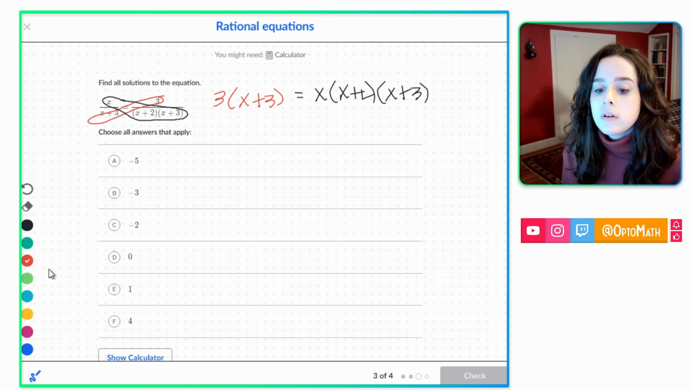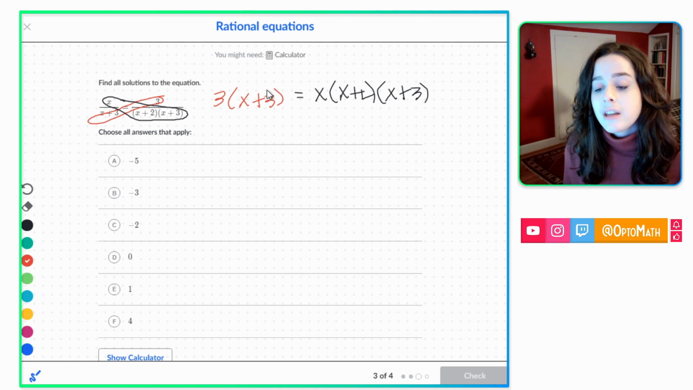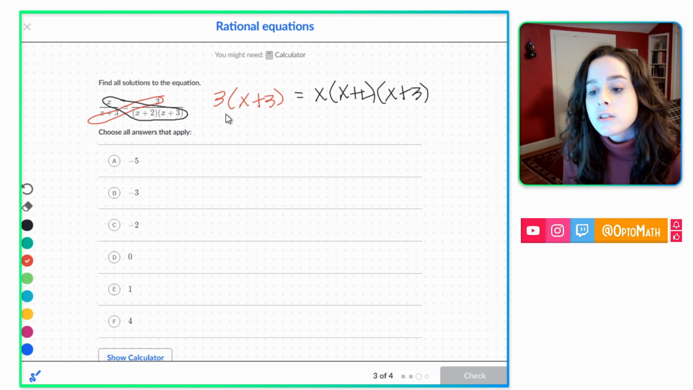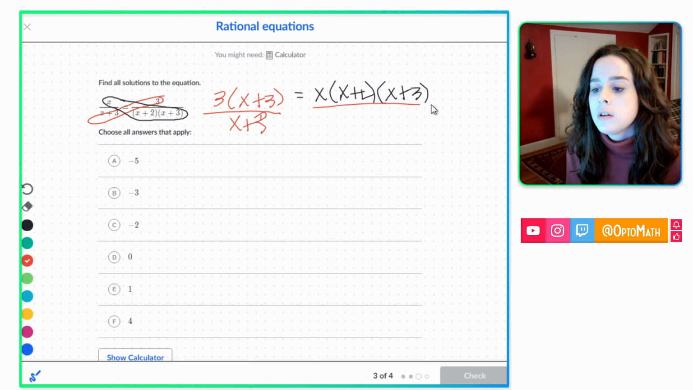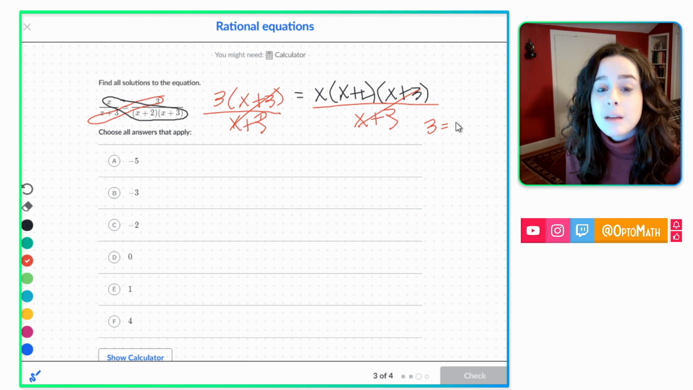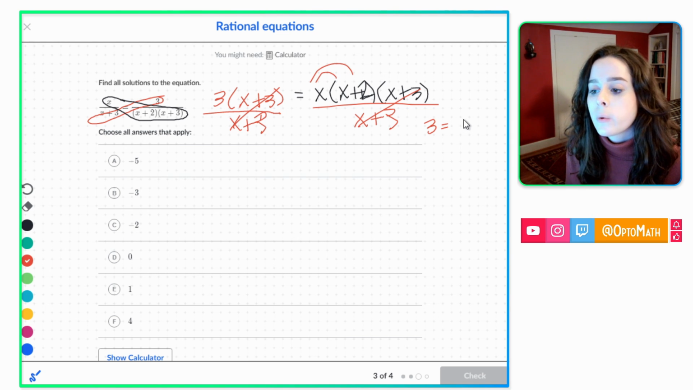If you notice, there is an x plus 3 on both sides, so you can quickly simplify that to 1 on both sides by dividing both sides by it. That's a really good step to make things simplify really nicely. So those will simplify to 1, and now we just have 3 equals x times x plus 2. We'll distribute our x into our x plus 2, and we get x squared plus 2x.